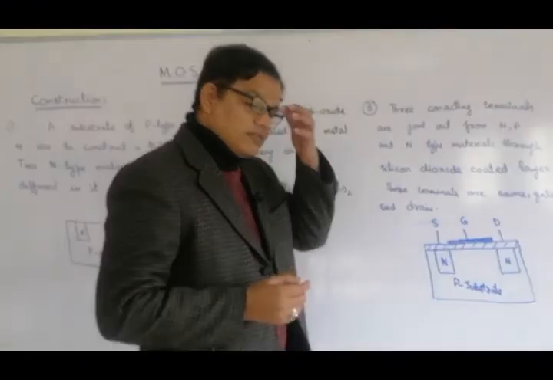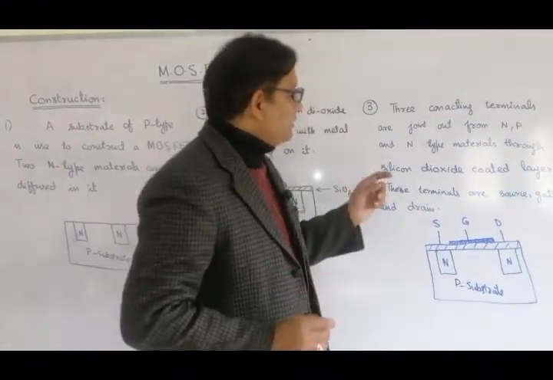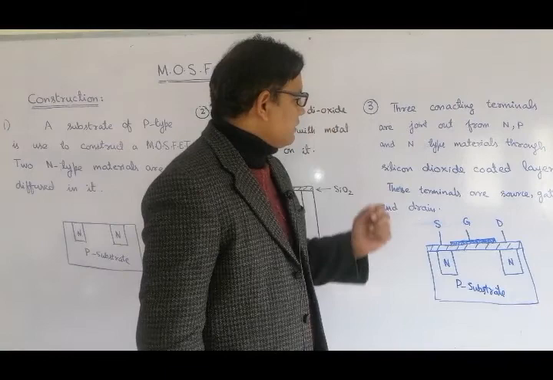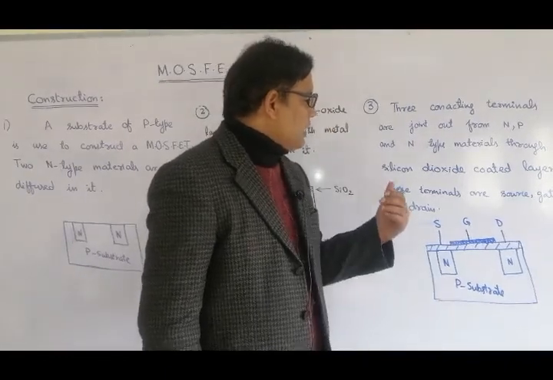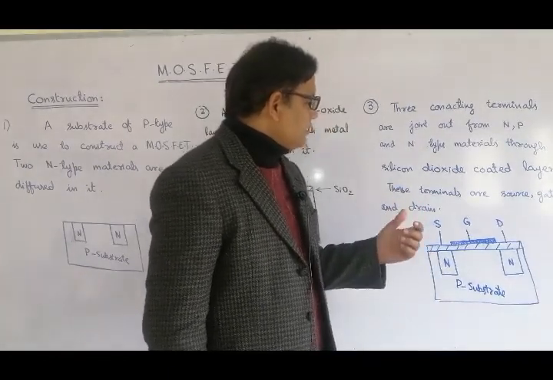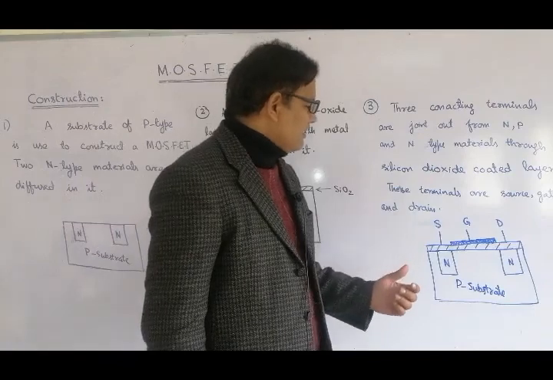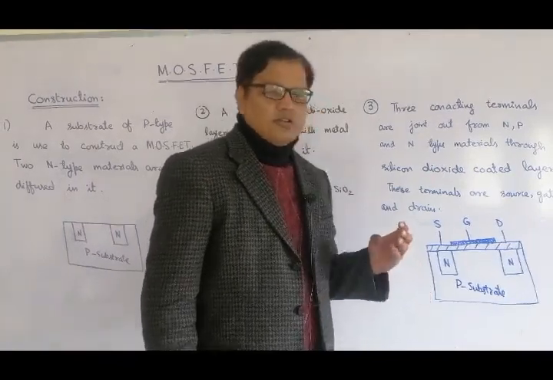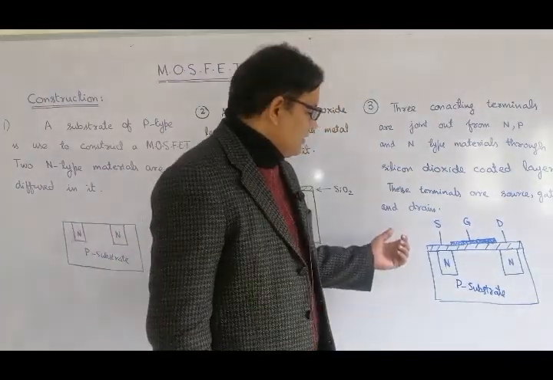Now, point number three, which is very important. Three contacting terminals are joined out from the NPN type materials through the silicon dioxide coated layer. These terminals are source, gate, and drain.